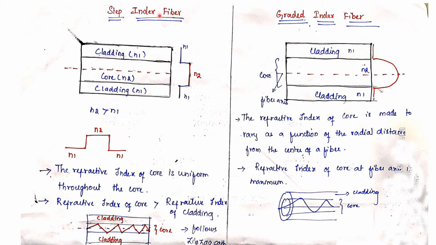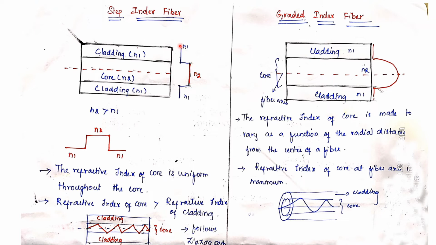In the step index fiber, the refractive index of core is uniform. Throughout the core itself it is the same. It is similar, does not change inside the core. So the refractive index of core is uniform throughout the core. That means, for example, at the fiber axis the refractive index value is 1.5, then here also at the end of this core the refractive index value is 1.5. At every point the refractive index value is the same. Throughout the core it is uniform.